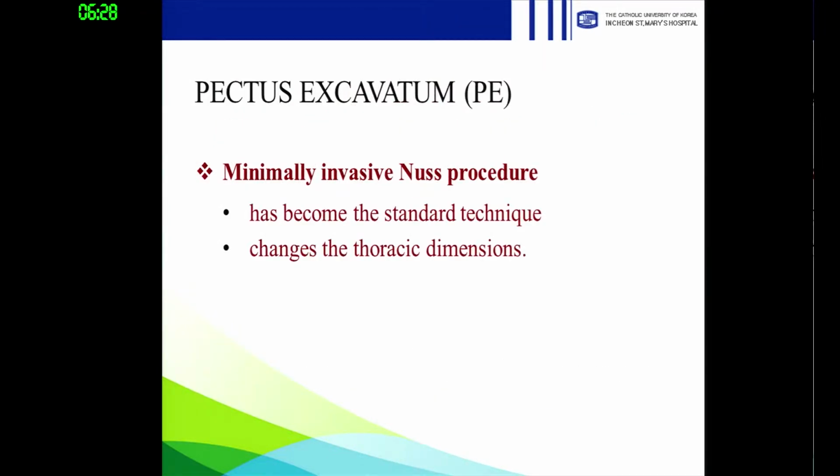Since 1998, the minimally invasive Nuss procedure has become the standard technique for repairing pectus excavatum. However, no intuitive method has been described for determining the post-operative effect of the Nuss procedure on thoracic dimensions.